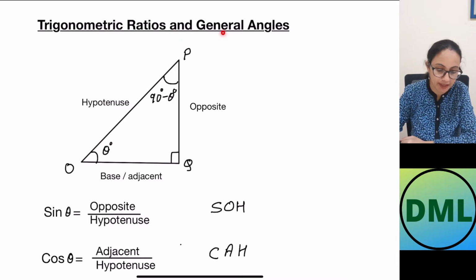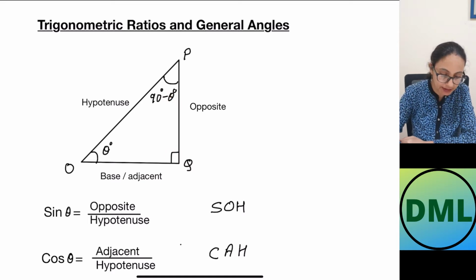Trigonometric ratios and general angles. First, we will look at trigonometric ratios. This is our right angle triangle OPQ. At Q we have a 90-degree angle, and at O we have the angle theta. If this is 90 degrees and this is theta, the remaining third angle will be 90 degrees minus theta. If you add all of them, it will be 180 degrees.